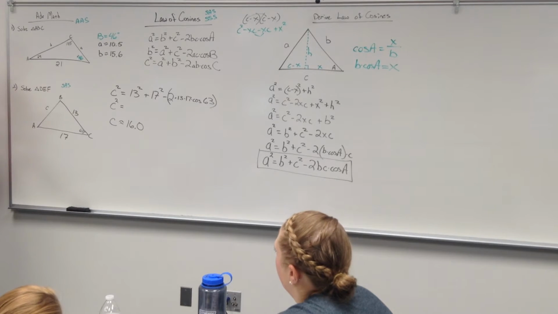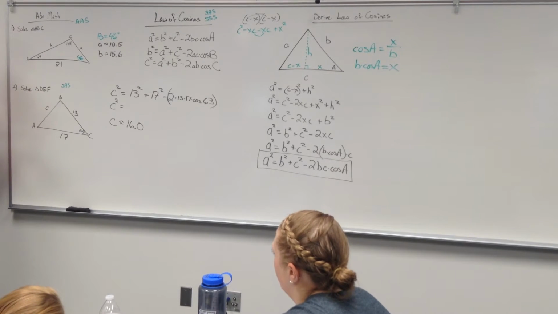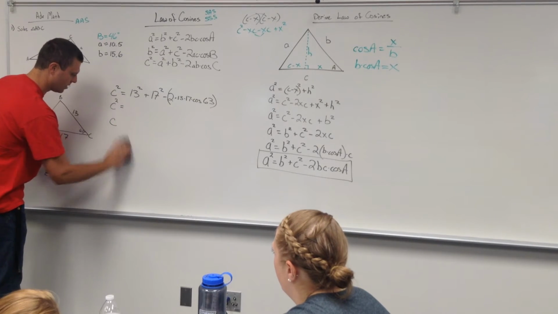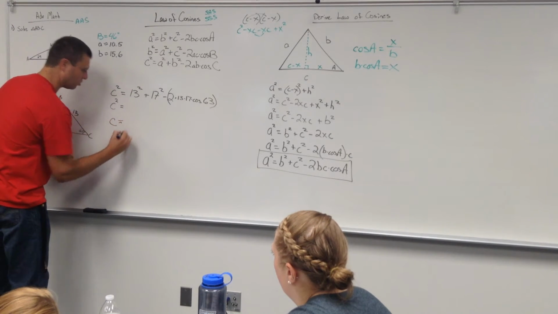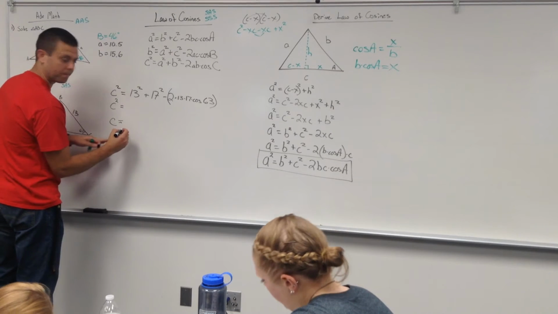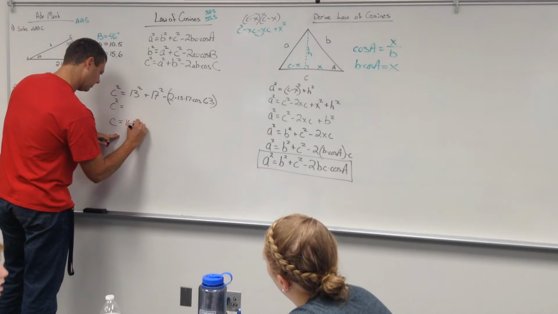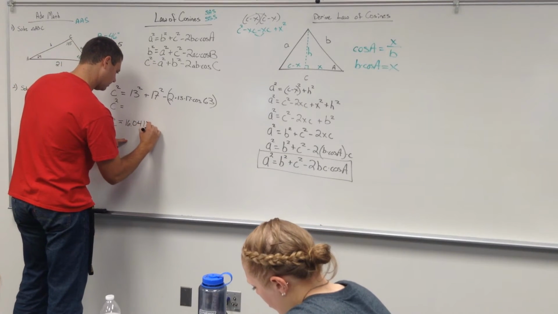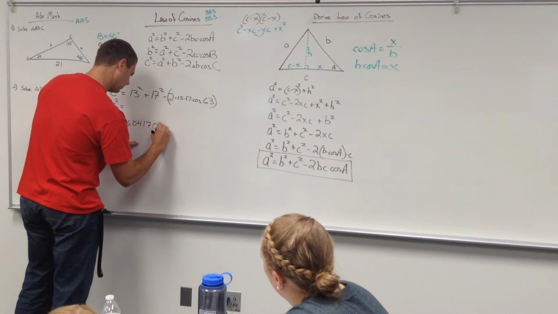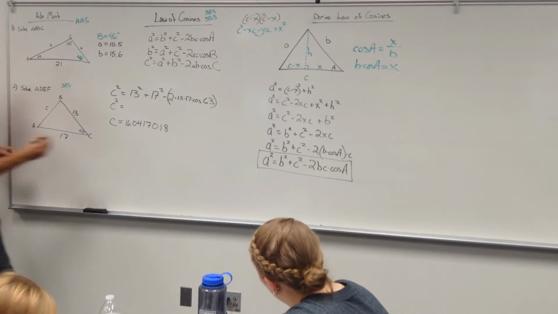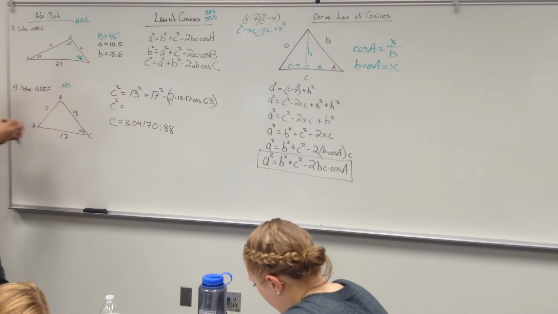Once you get this side, can you use law of sines to finish it? Yes. Now, JP, will you do me a favor? Would you read off all those decimal points for me? 16.04170188. Okay. There were 2 8s.